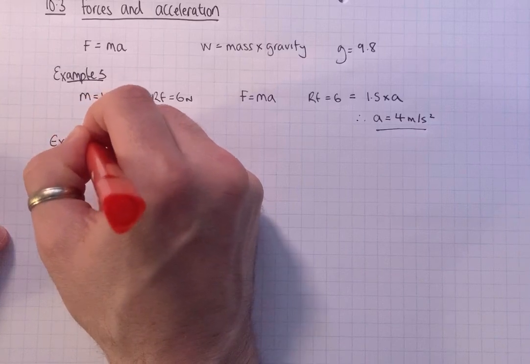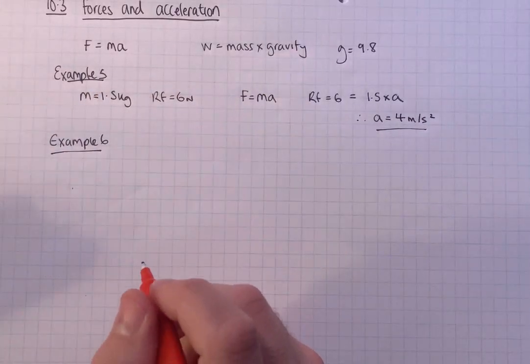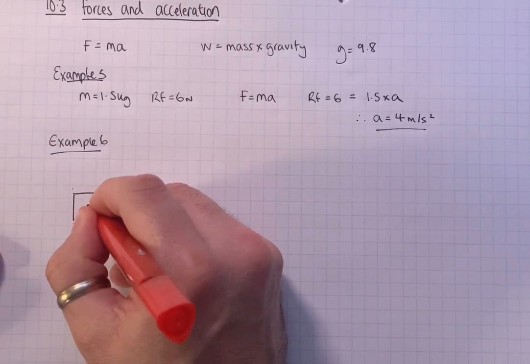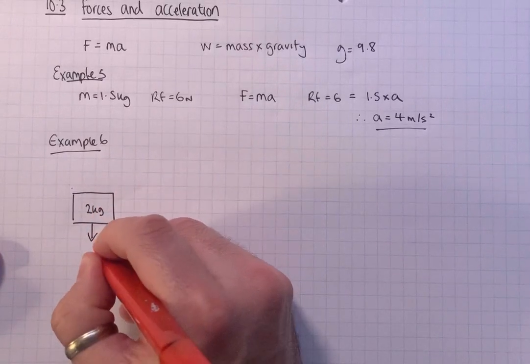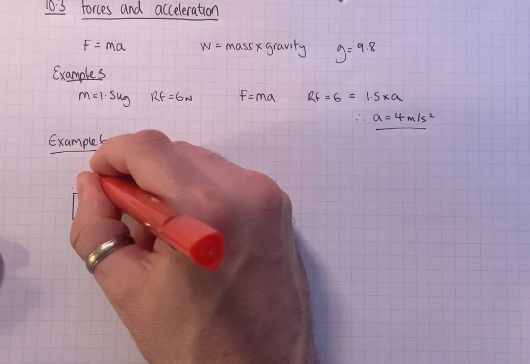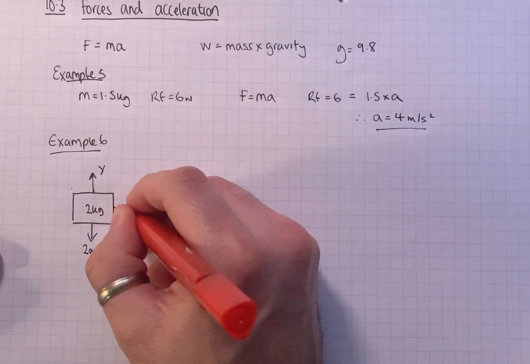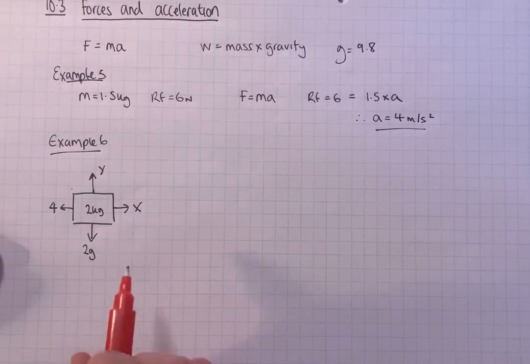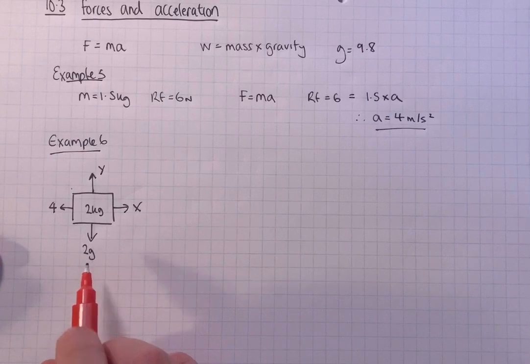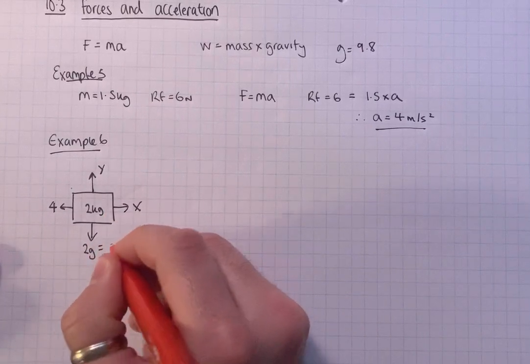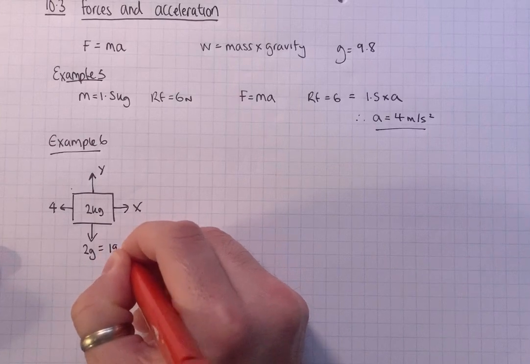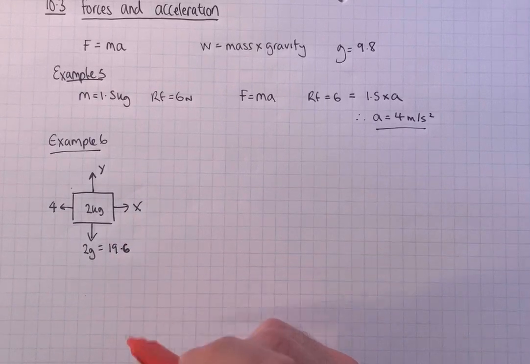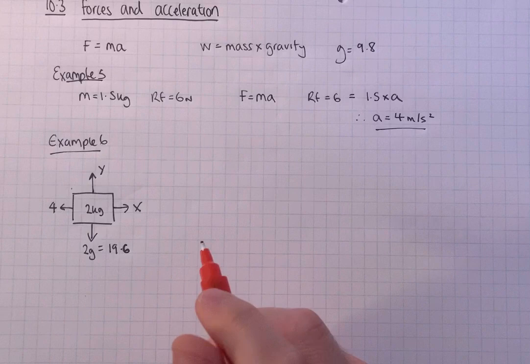Example 6. We're given a force diagram here. So we've got a block, 2 kilograms. We've got a weight acting down of 2g, force upwards of Y, force across of X, force to the left of 4. Now it's normally fine to leave g in your answers, however we'll work 2g out as 19.6, 2 lots of 9.8. It's worth learning some of the multiples of 9.8 because it'll help you be a bit quicker in your calculations.